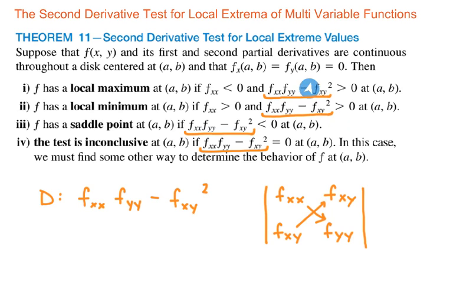And in the event the discriminant is not positive, then we might have a negative value or we might have a 0 value. If the discriminant is negative, that means this critical point actually would represent a saddle point. And if the discriminant equals 0, the test is inconclusive. And in this case, we have to find another way to determine the behavior of the function at this (a, b) critical point.